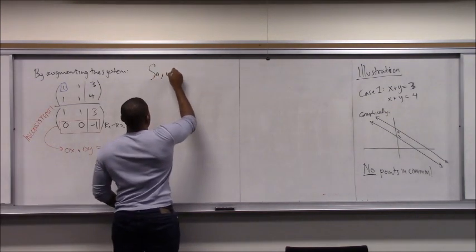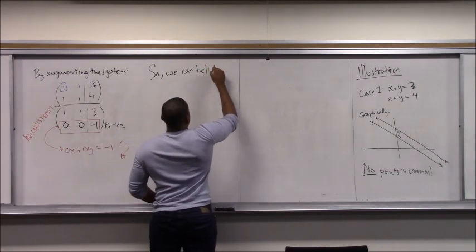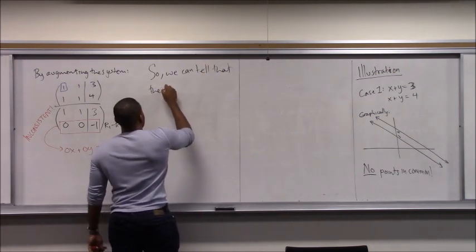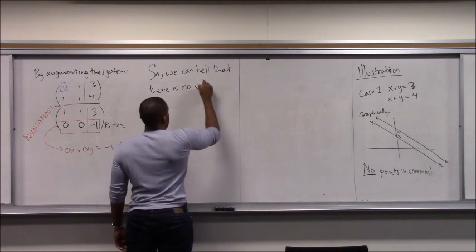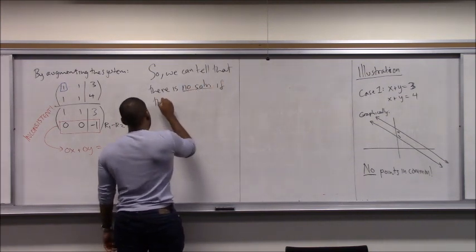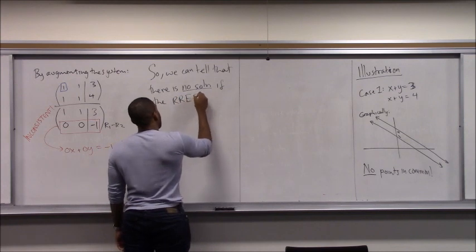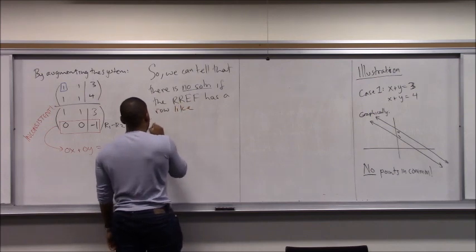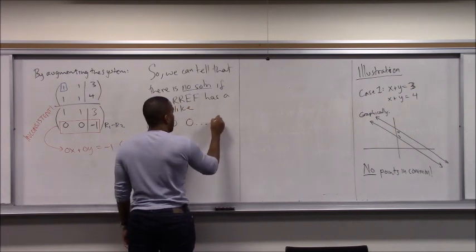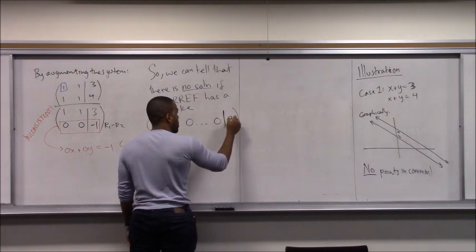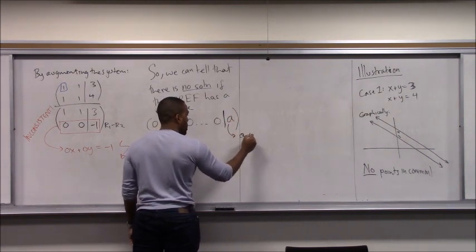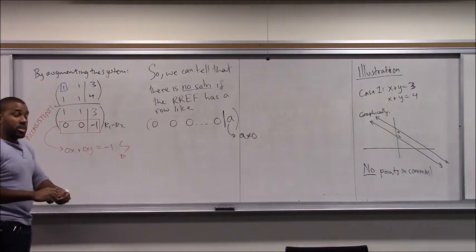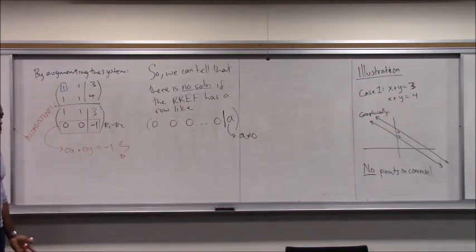So you can tell that there is no solution if the reduced row echelon form has a row like 0, 0, 0, all zeros except the last number, and that number is not 0, right? Because that's impossible. You can't have 0 equal some other number that's not 0, right? And every system that does not have a solution, that's going to happen.